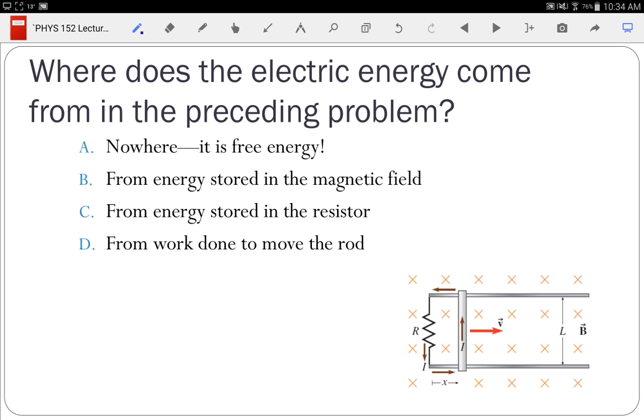Where does the electric energy come from in the problem of having the little slider moving in a magnetic field that creates current going through the resistor? Okay, everybody's answered. 1, 9, 2, 6.